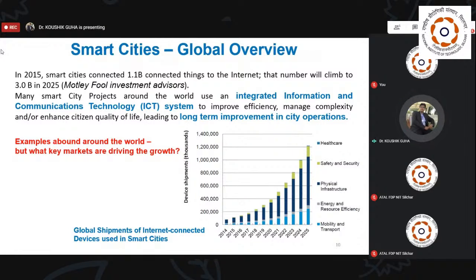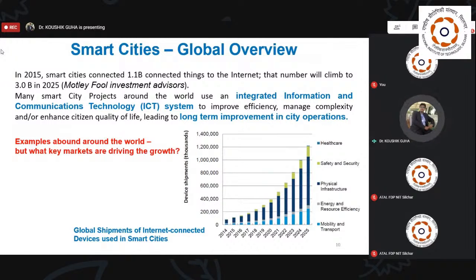So many smart city projects around the world use the integrated information and communication technology that we are talking about now, to improve efficiency, manage complexity, and enhance citizens' quality of life, leading to long-term improvement in city operations. If you look at the global shipments of interconnected devices used in smart cities in the graph, we can see big investments in devices in every sector, like healthcare, safety and security, physical infrastructure, energy and resource efficiency, mobility and transport. And the trend is ever increasing.